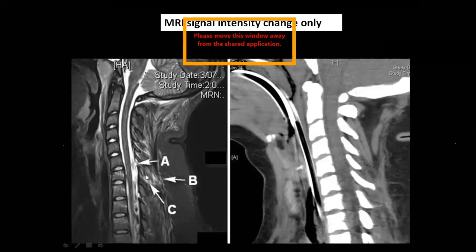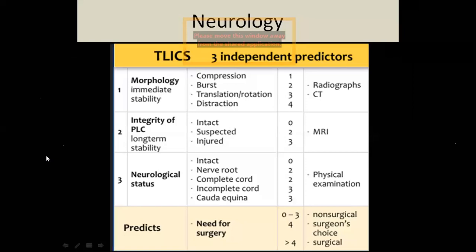So we can give 2 points. Okay, suspicion, edema in the MRI, 2 points. If there is no edema, there is no facet, you are not suspecting any injury, you just give 0 points. Okay, so morphology you have determined, you have assigned marks, then again you have assigned marks for the posterior ligamentous complex. Then third comes the neurological status.